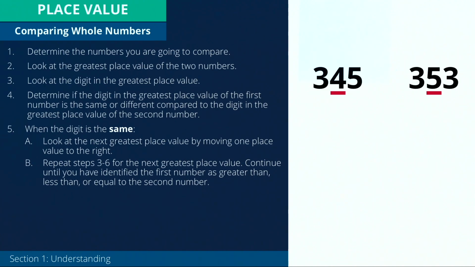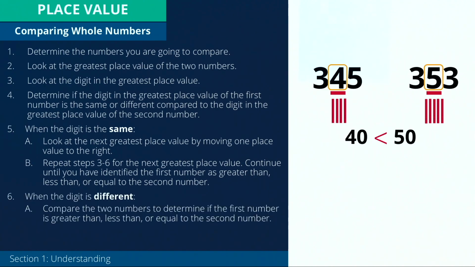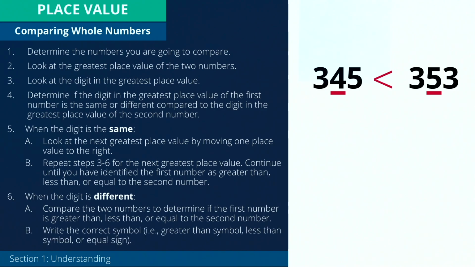Now I'm going to repeat those steps, so I'm now going to look at the digit in each of those places. Here I'm focusing on the tens place. I'm going to represent that as 4 tens or 40 and 5 tens or 50. And then I'm going to compare. Here I see that 40 is less than 50. So when the digit is different, that can tell me that 345 is less than 353.